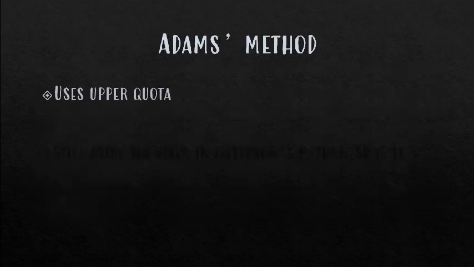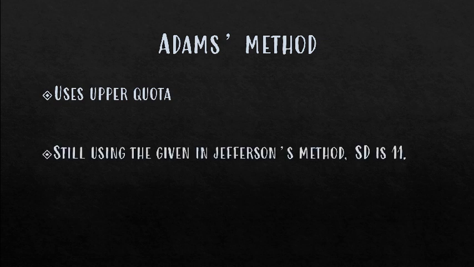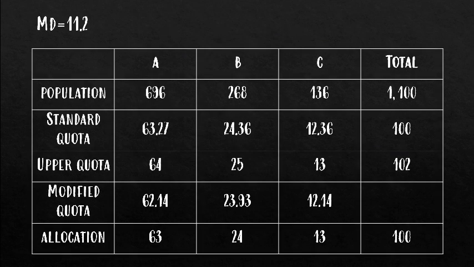Adams' method, on the other hand, uses the upper quota. Still using the given example, the SD is 11. In Adams' method, note that regardless of the decimal value, the quotas are rounded up to the next whole number. In this example, say the modified divisor is 11.2. The resulting sum of modified quotas is exactly the same as the amount required to be apportioned, which is 100.